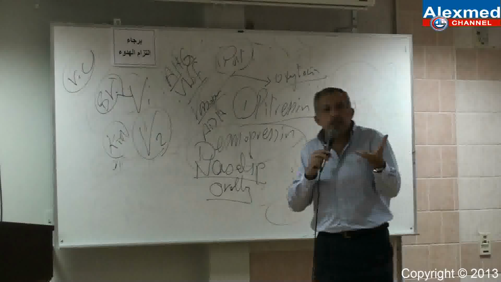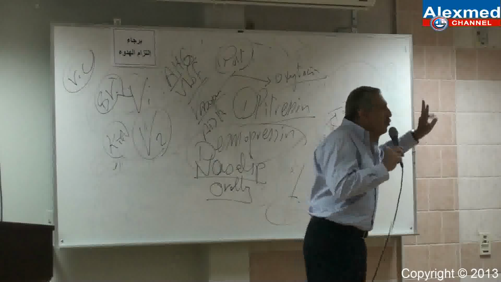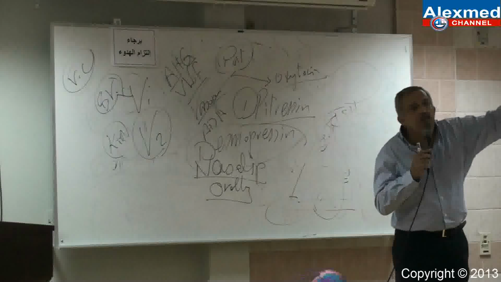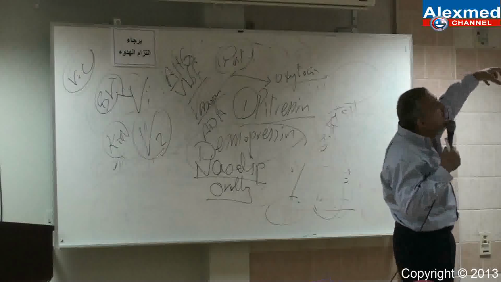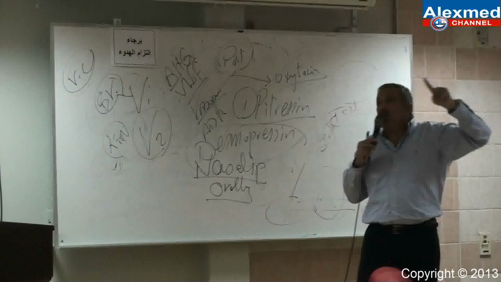Two sides for contractions. First is rhythmic contractions of the uterus. Say it, rhythmic contraction of the uterus.